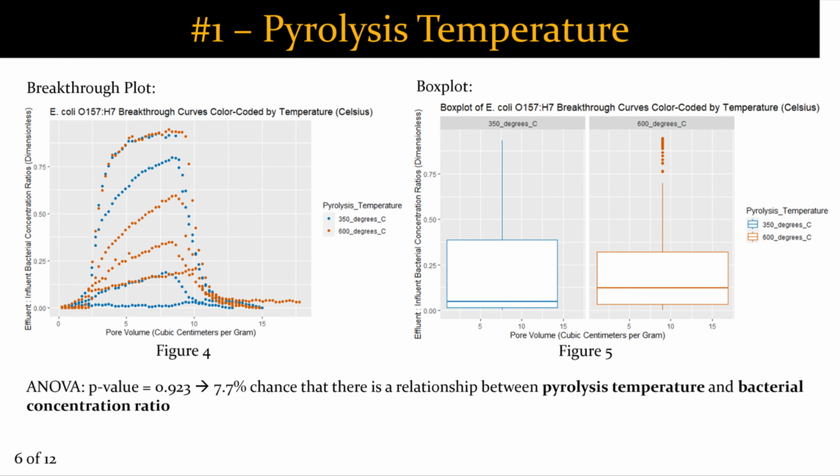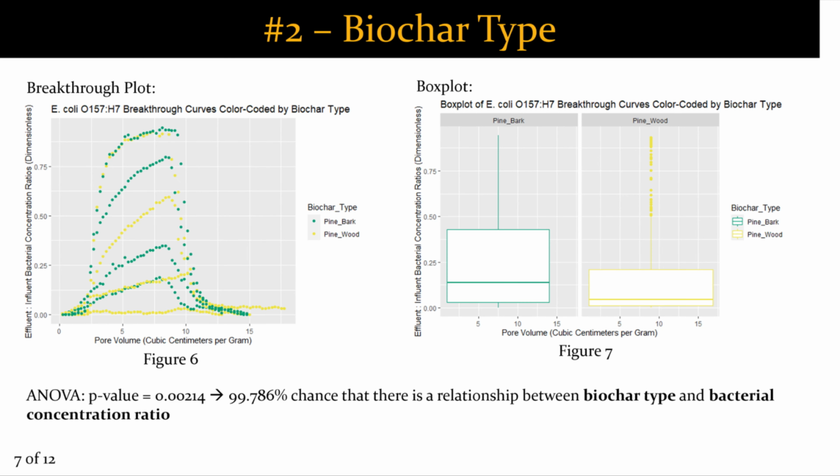When looking at the plots for biochar type, it appears that the bacterial concentration ratios for pine wood are significantly smaller than the values for pine bark. This statement is further supported by an ANOVA test, which calculated a 99.786% chance that there is a relationship between biochar type and bacterial concentration ratio. Therefore, pine wood is more effective as a biofilter than pine bark.